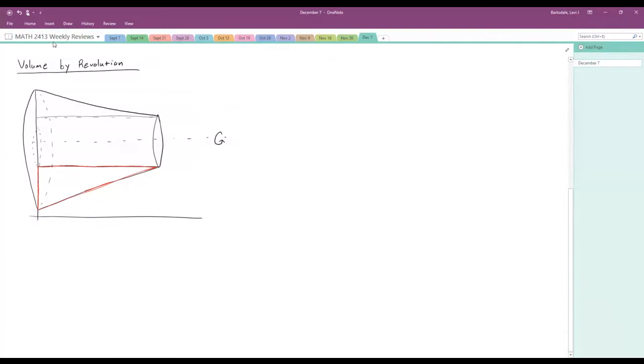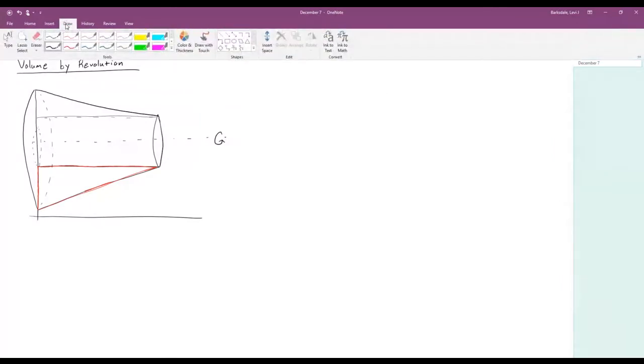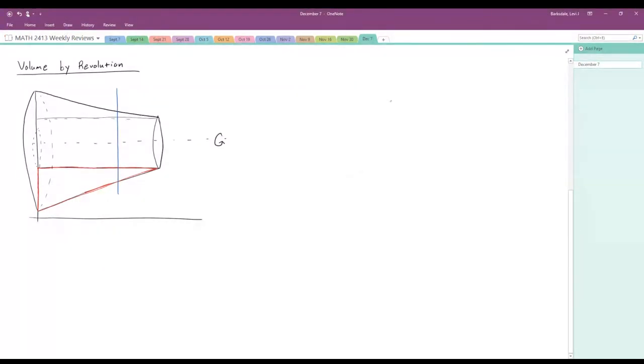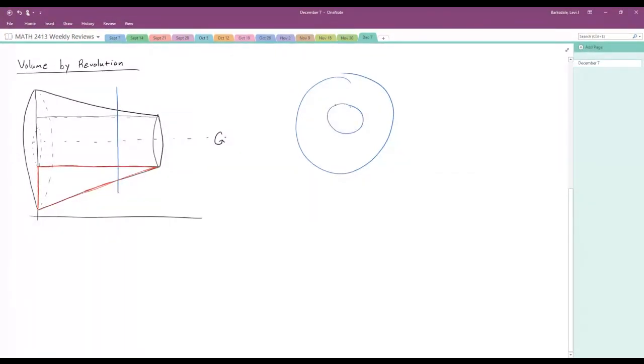Well, to do that, I'm just going to look at a single cross section of this shape. So you can imagine just taking a knife or something and cutting the shape right there. And when we look at it from the side, we're going to get a perfect circle with a hole cut out in the middle. So you can think about this distance here becoming this distance right here.